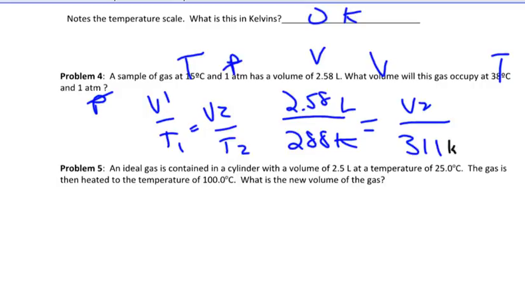All right, well, temperature went up. I would fully expect volume to go up. And when I did my work, I got V2 is equal to 2.79 liters, of course. So with 2.79 liters, what does this tell me? Temperature went up, so volume should go up, and it did. So why don't you go ahead and set up problem number 5, see what you get. Go ahead and pause this.